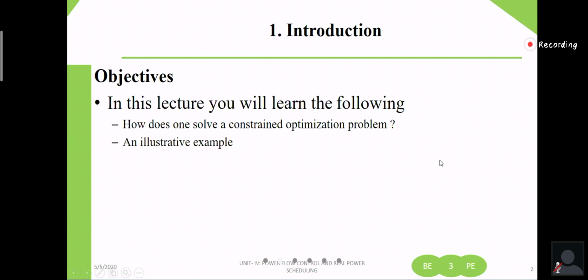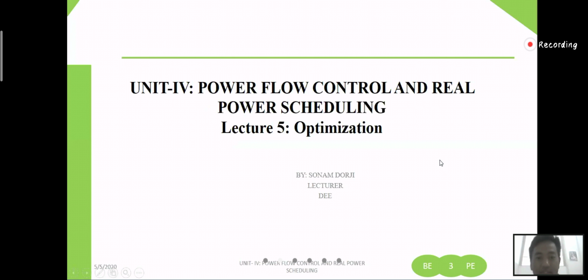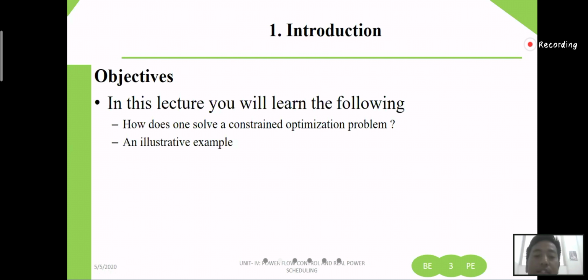Okay, so today we will see optimization. In this lecture, you will learn how one solves a constrained optimization problem, with one illustrative example. With this, we'll try to end the optimization. The details of optimization you will learn in the 7th semester, that means next semester you have one full module on optimization.